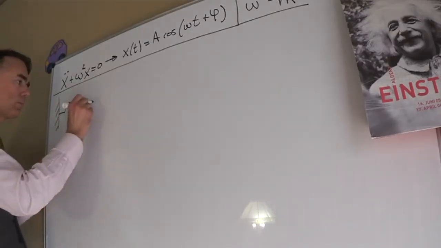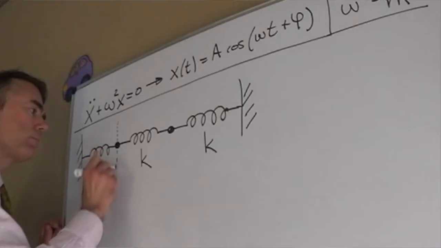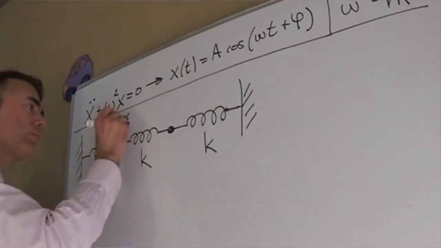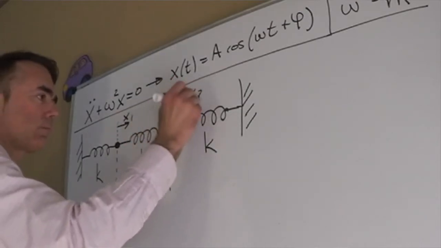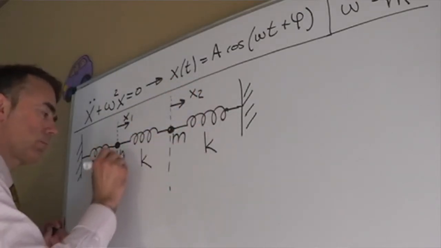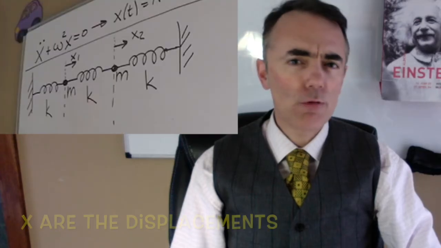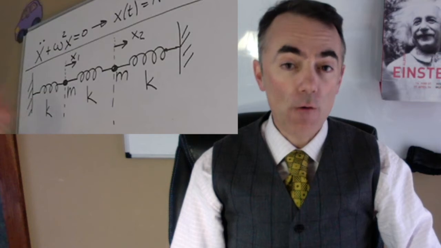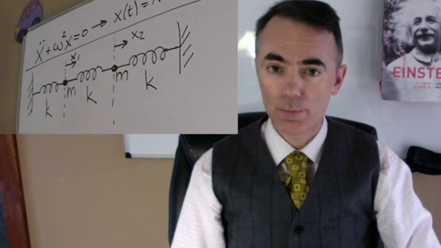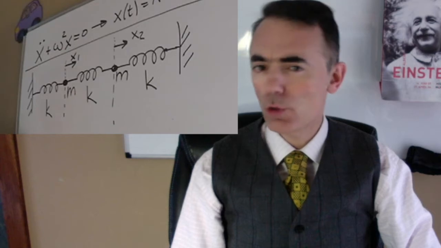Consider two equal masses m attached to three springs of equal spring constant k. We will call x1 the position of the left particle and x2 the position of the second particle. At rest, x1 is 0 and x2 is 0. So if either x1 or x2 are non-zero, then there are forces acting on the masses. I want to write Newton's second law for both particles.